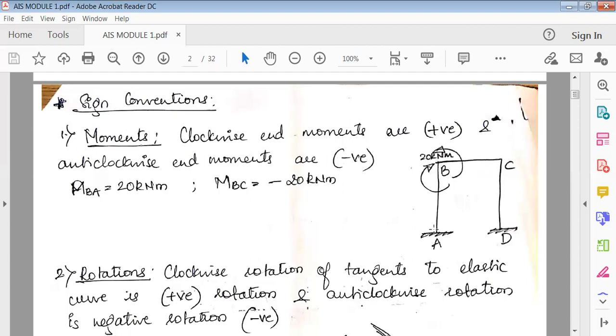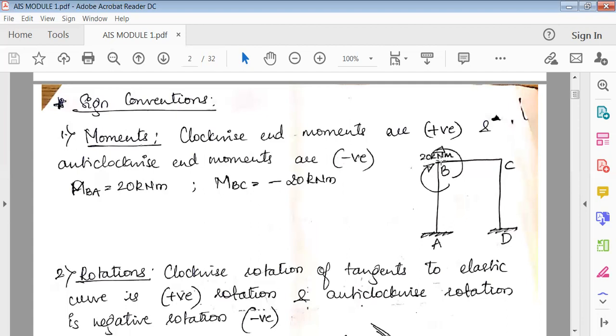And this is in span AB. Because it is in span AB, I'm going to show this moment as clockwise positive. Now see here, joint B has two members. We are going to read it like this because we are specifying joint B. So joint B has BA at one end and BC at the other end. BA is the column. So in this column, as well as in beams, clockwise moments are positive.